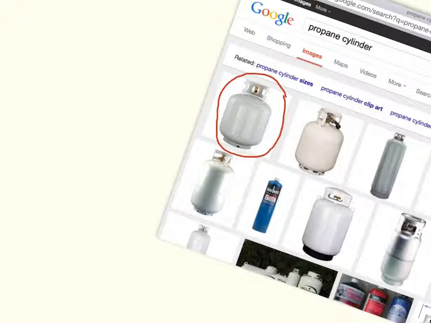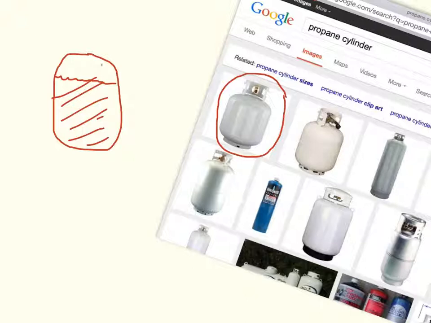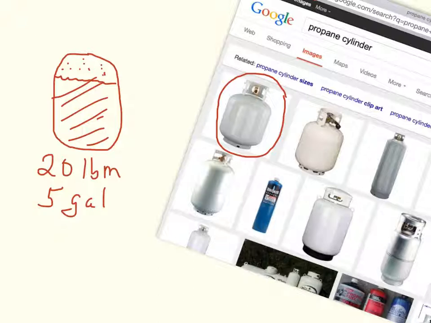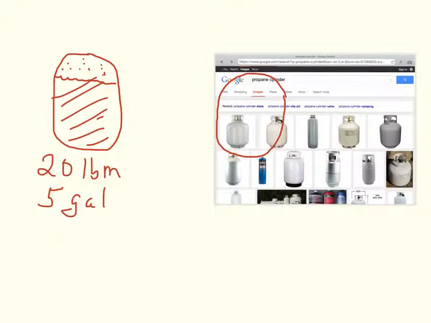It's a cylinder, a pressurized tank, that contains liquid propane with vapor in the headspace. Typically, these are charged with 20 pounds of propane, and the volume is 5 gallons, approximately. Can we use the information about liquids and vapors to determine how much liquid and how much vapor is present?